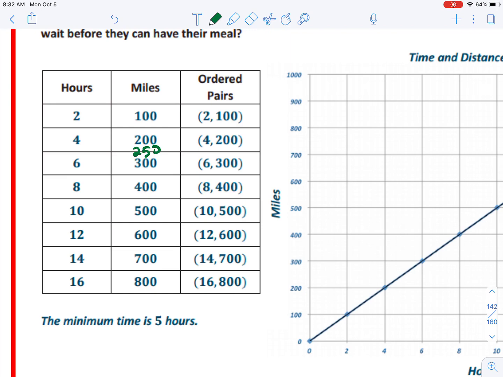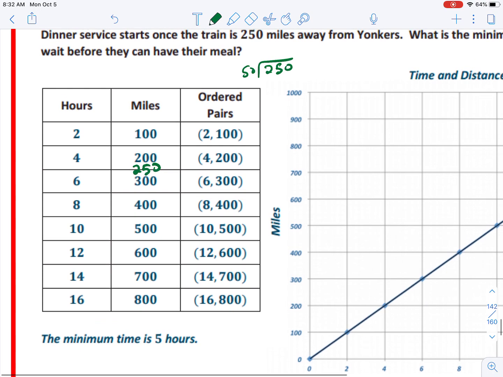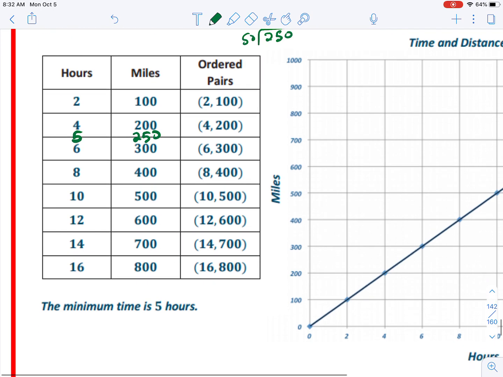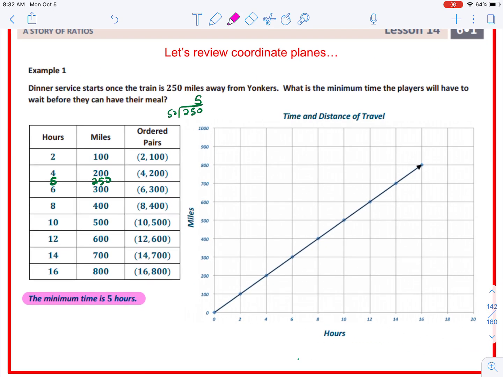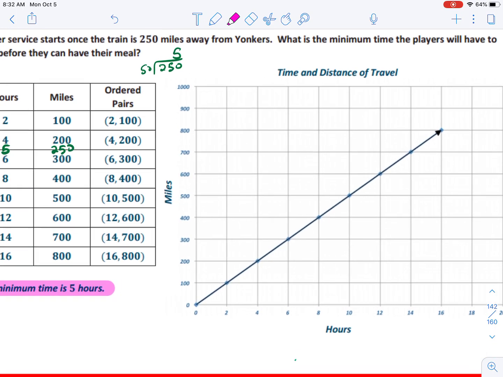How many hours would it take if they're going 50 miles per hour to go 250 miles? Well, we would do 250 divided by 50, and that would give us 5. So it would take us 5 hours to get 250 miles. The minimum time that they would have to wait is 5 hours. And let's look at the graph.